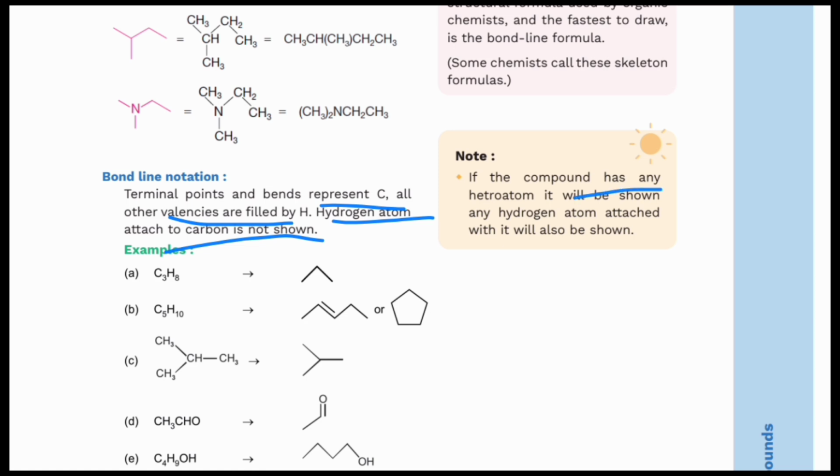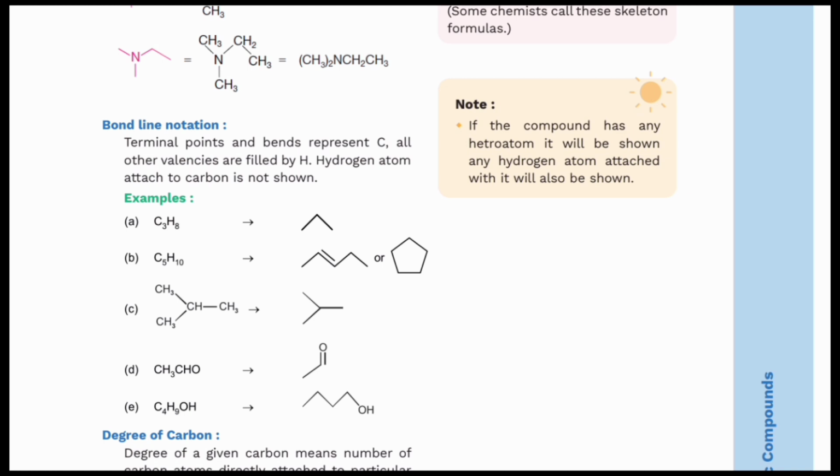If the compound has any heteroatom, it will be shown. Any hydrogen atoms attached to it will also be shown. You can see here in CH3, here 1, 2, and 3. Corners represent bends, terminals represent carbon atoms. You can see 1, 2, 3, 4, 5.